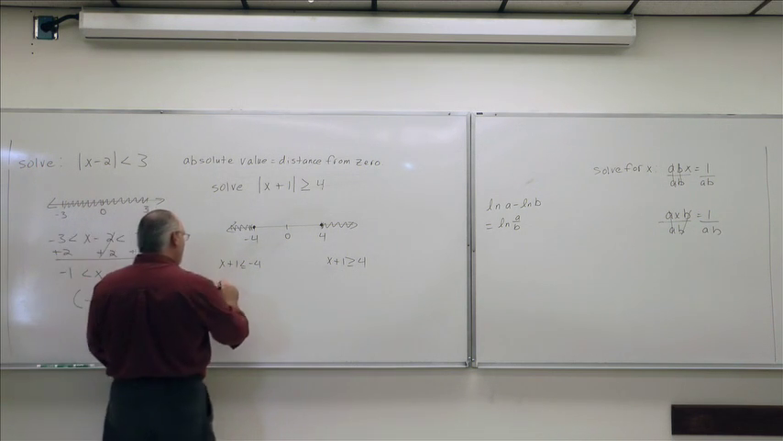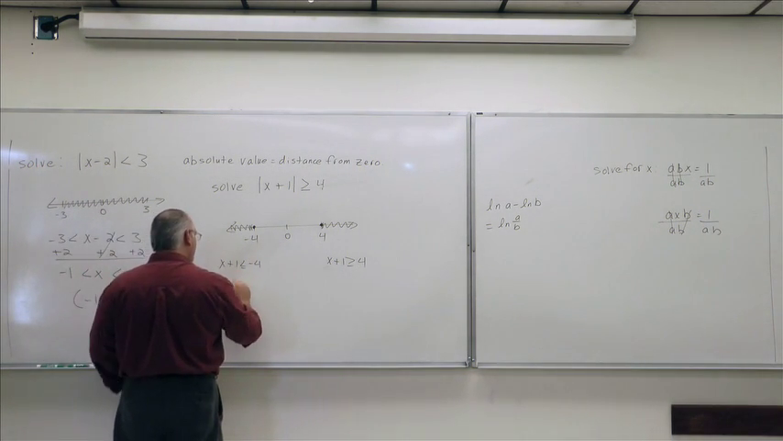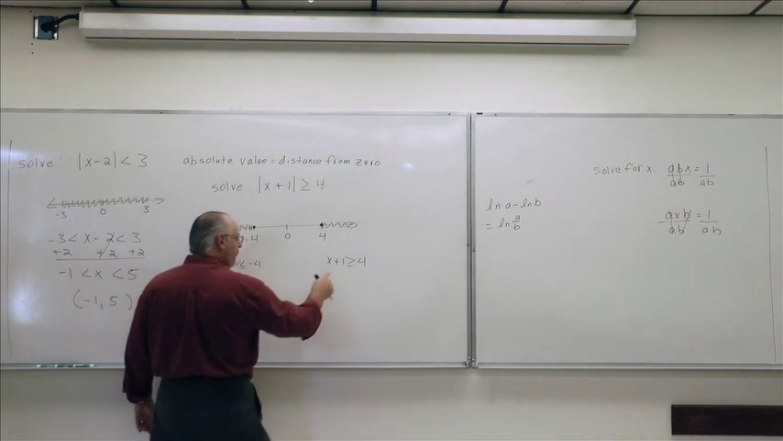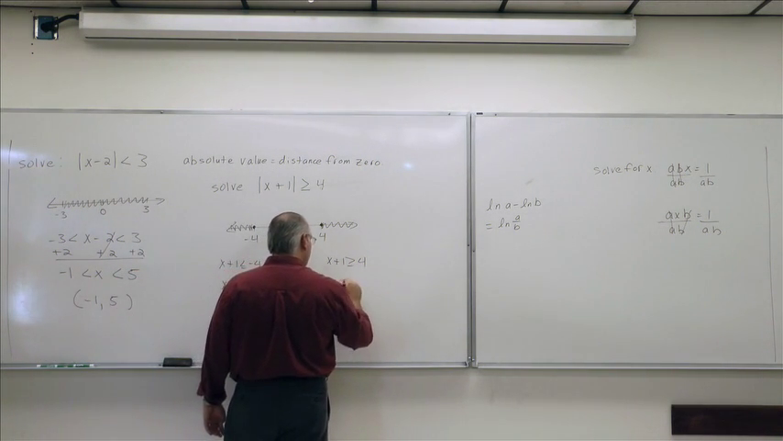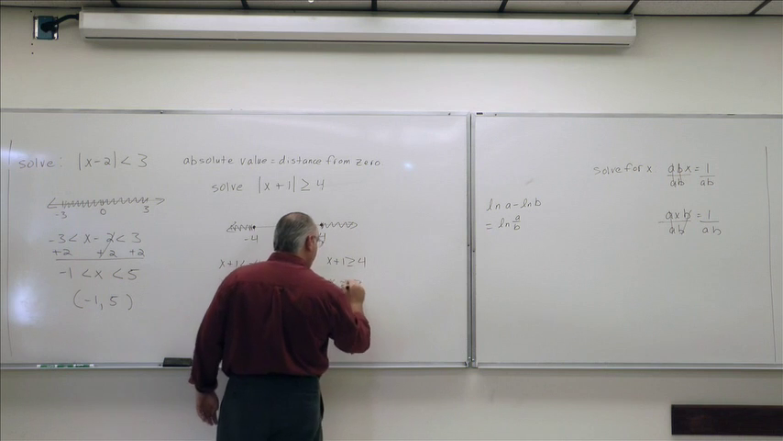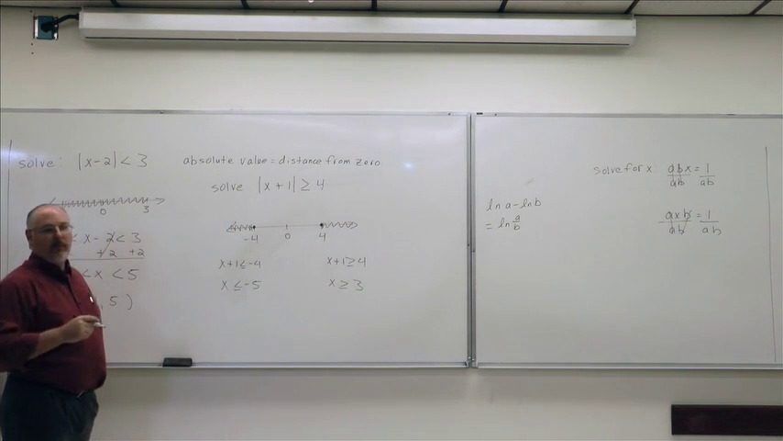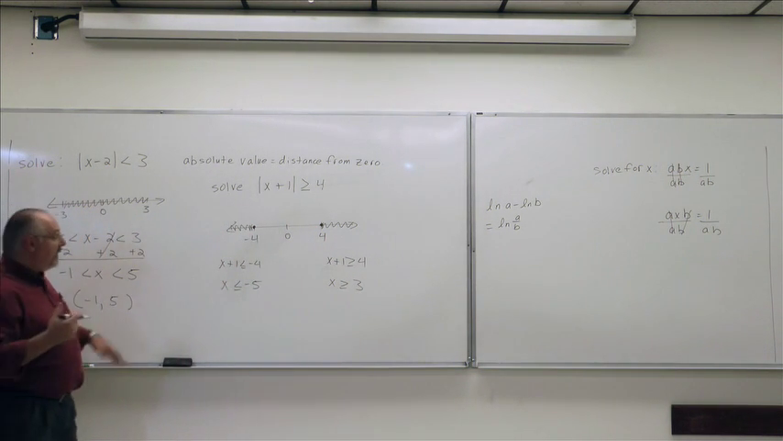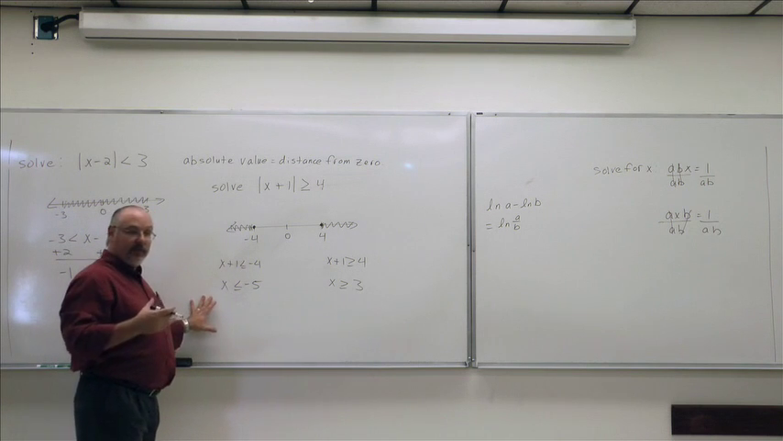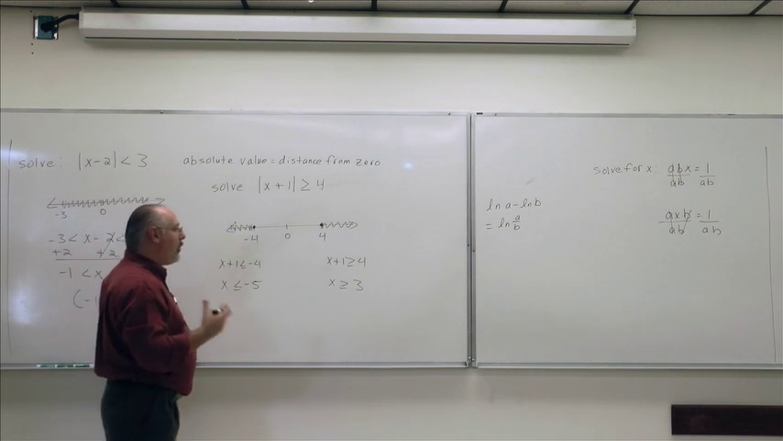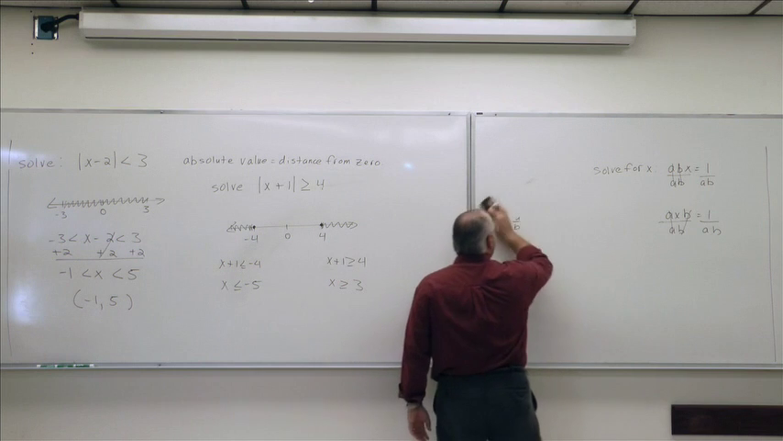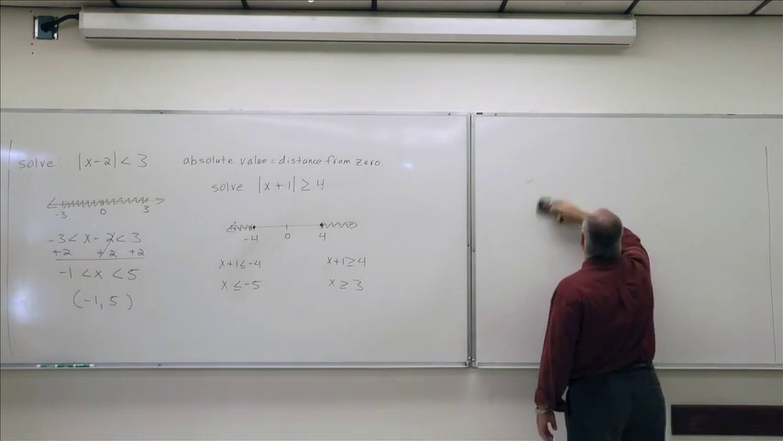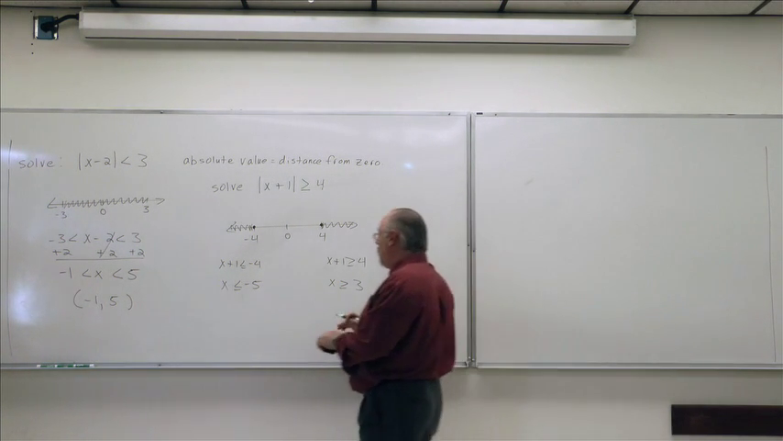Now these are easy to solve. Subtract the 1, so x is less than or equal to -5. Subtract the 1, so x is greater than or equal to 3. So here, you have to write the interval notation. Now you may want to graph that to make sure you're okay with it, right? Depends on your comfort level.